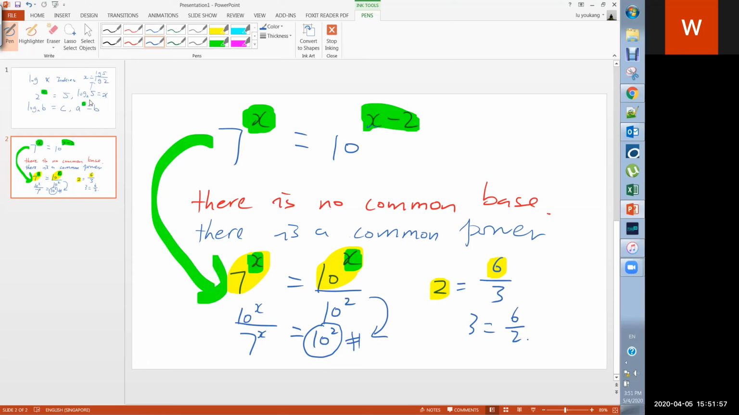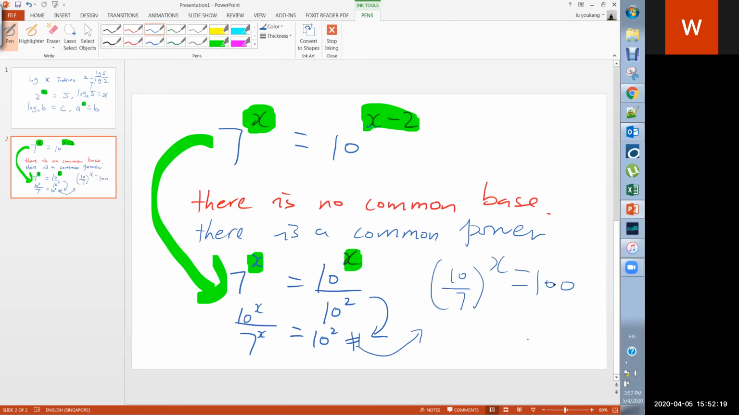So this is a bit of basic math, but you can actually use a simple example to illustrate it. Right now, your left hand side is quite clear already. Let me continue. So the left hand side is 10 over 7 to the power x equals 100. Am I right? Yes.